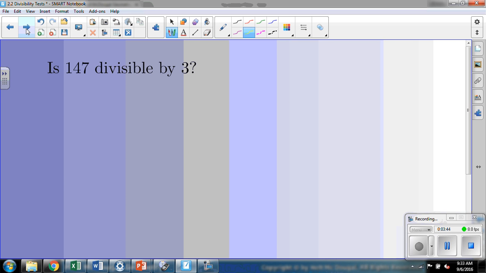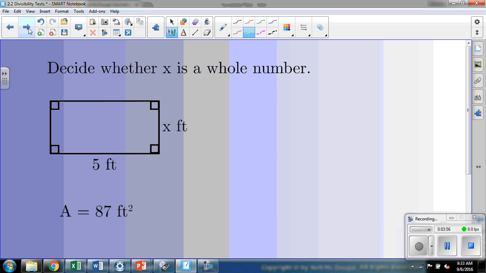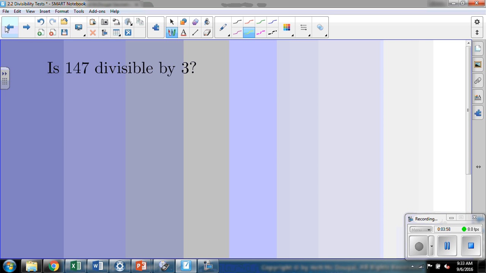And so we're going to go through and answer questions like, is 147 divisible by 3? And we will answer, is 524 divisible by 4? We're searching for answers with these pieces. And to do that, we need our divisibility rules.